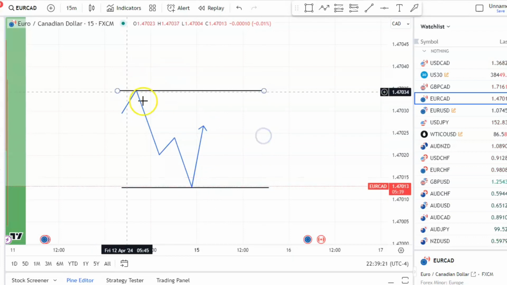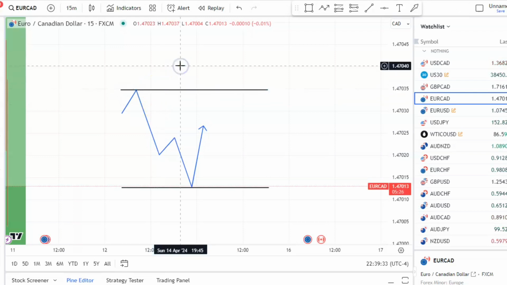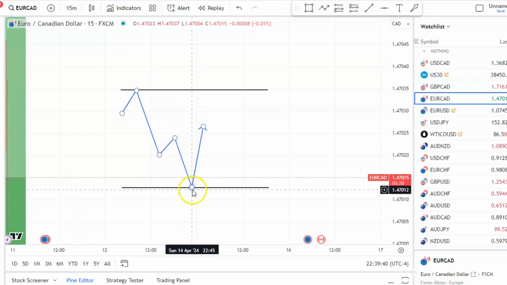So your reference point is Monday. Then look at how Tuesday affects the high and the low. How does Wednesday affect the high and the low? Like that. Now, with this strategy, all we need to know is where the high of the week is. This is the high of the week. This is the low of the week.